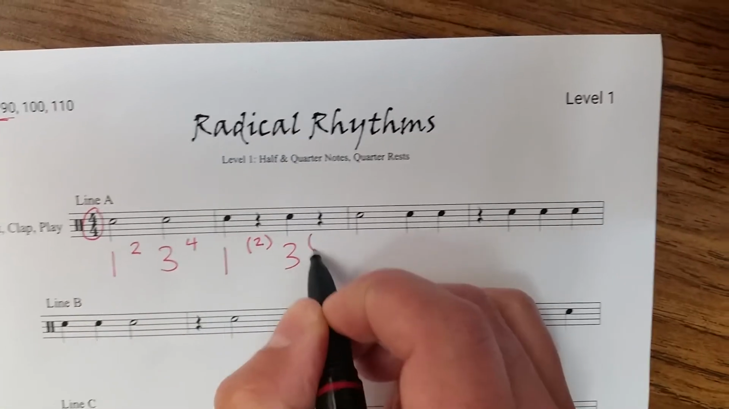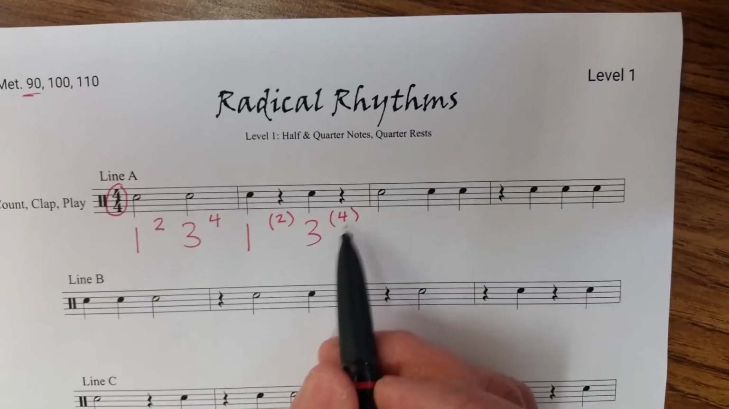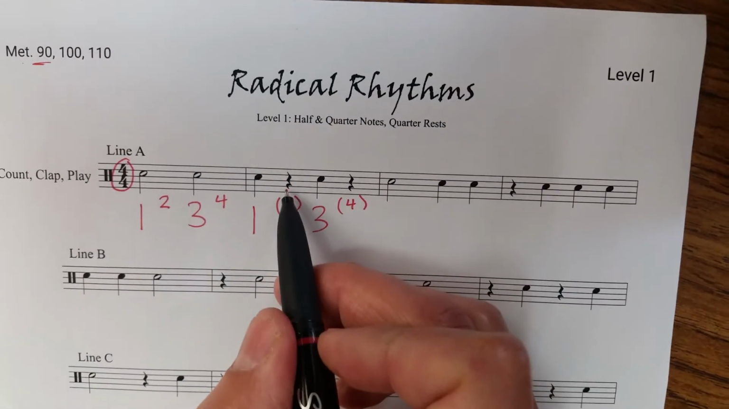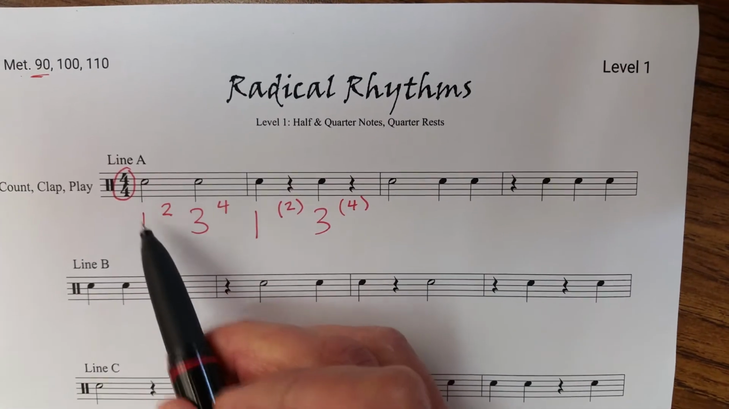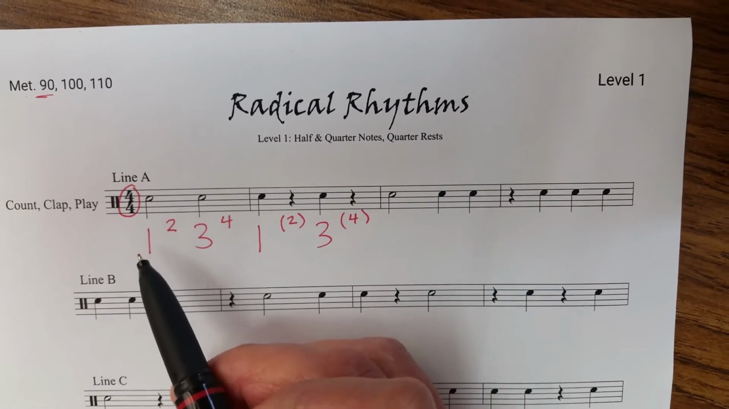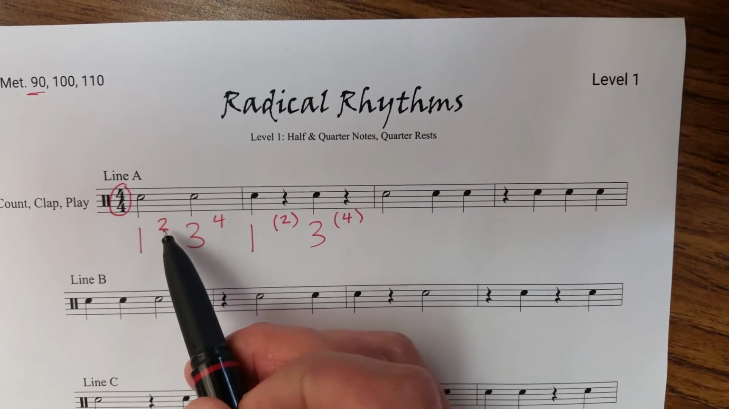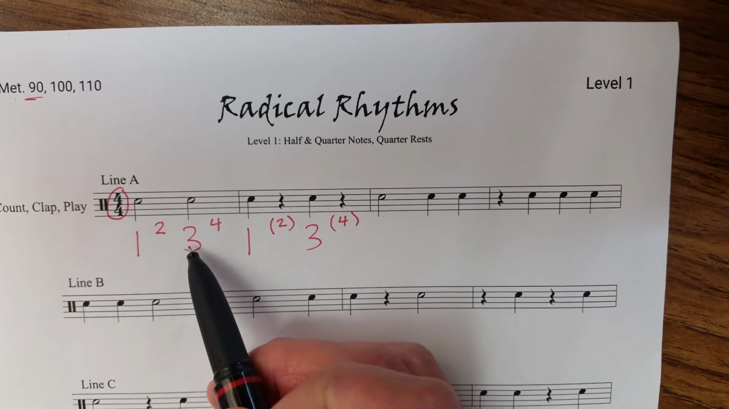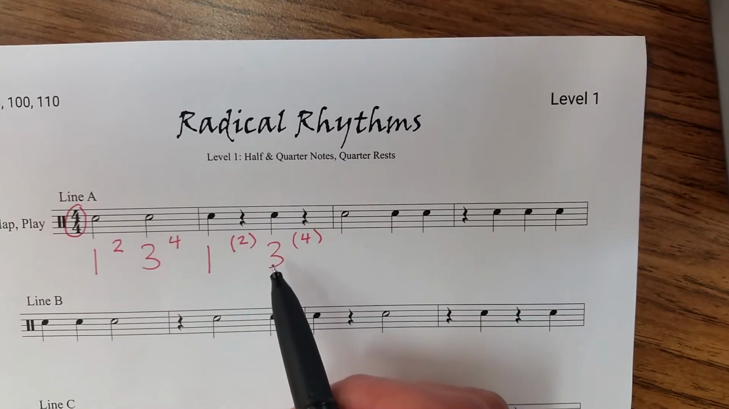I want you to notice I put this 2 and 4 here in parentheses. The reason is because these are rests, and you're not going to make any sound there. This is a half note, and half notes are always worth how many counts? 2. 2 counts. So it's going to be a 1, and you're going to hold it all the way for beat 2. This is starting on beat 3. You're going to hold it for beat 4. Here on 2 and 4, you're not going to make any sound at all.